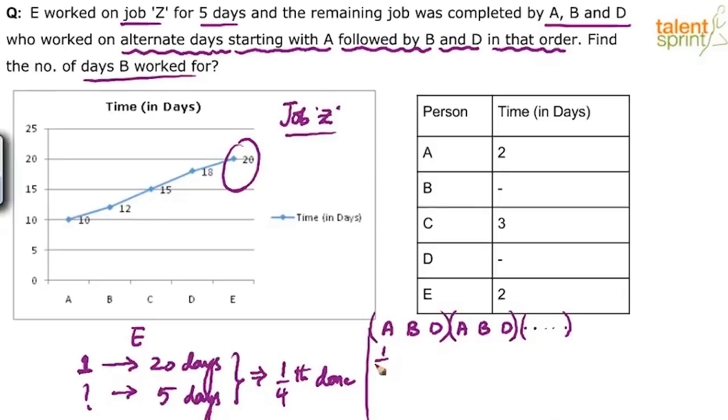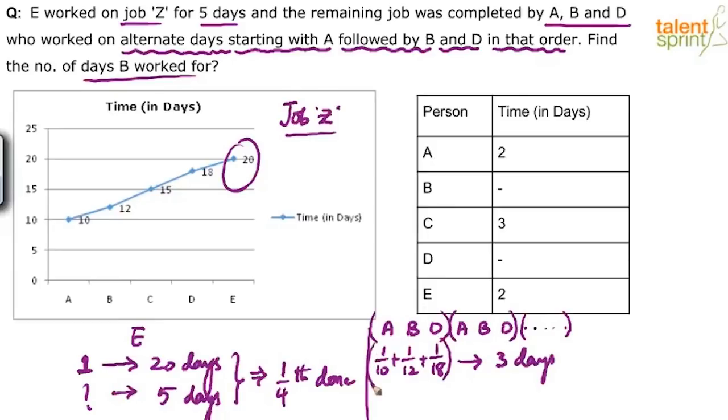A's capacity is 1/10, B's capacity is 1/12, D's capacity is 1/18. So each day when A works, he will finish 1/10. When B works, B finishes 1/12 and D finishes 1/18. So how much will they finish if they work for 3 days, let's say? This is the amount of work done in 3 days. They'll come one after the other in that sequence.